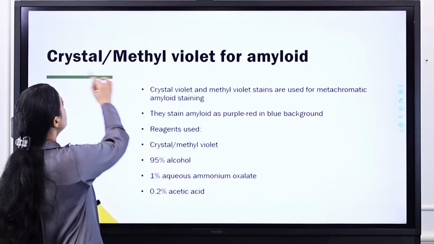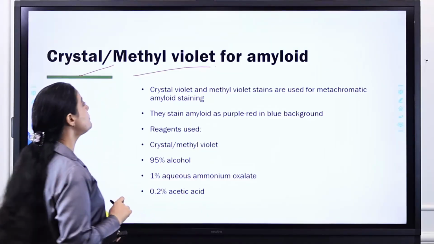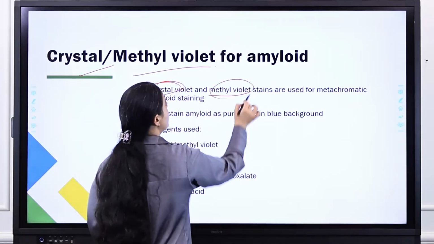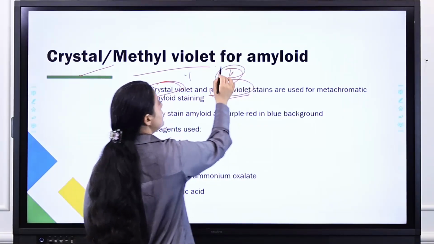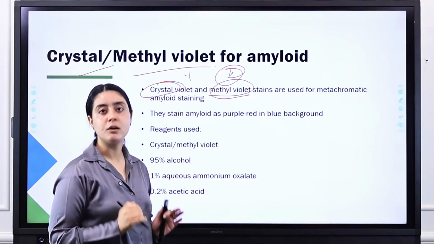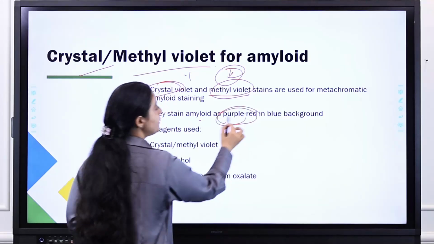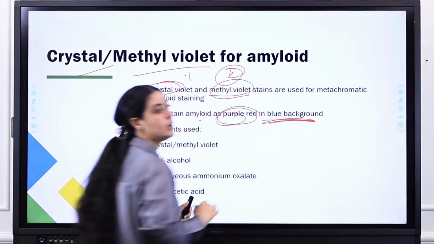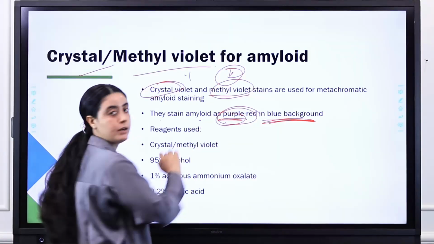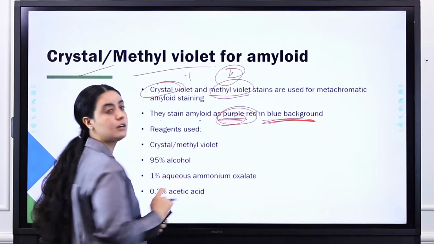Now we have crystal and methyl violet for amyloid. Here two dyes are used, crystal violet and methyl violet, for metachromatic amyloid staining. Because this is a category under the amyloid stains, they stain amyloid as purple red with a blue background. So the background will be blue and amyloid will be stained purple red. In the last slide it was only red, here it will stain purple red.